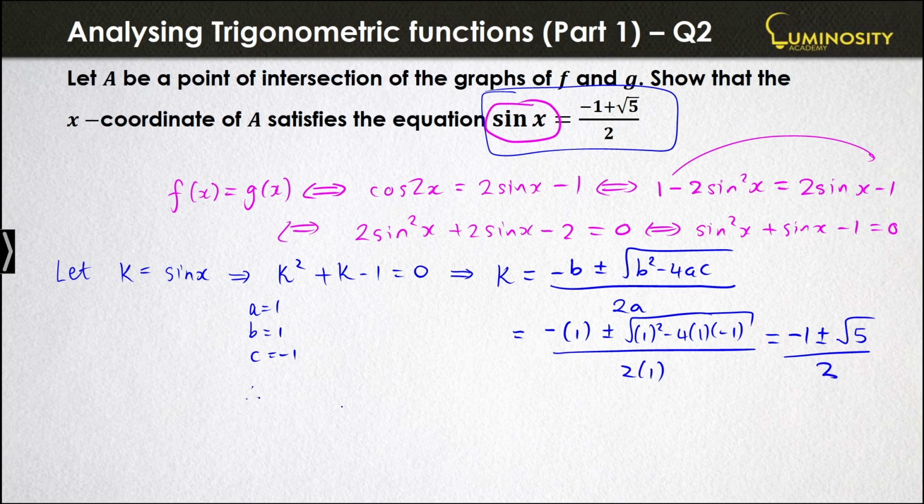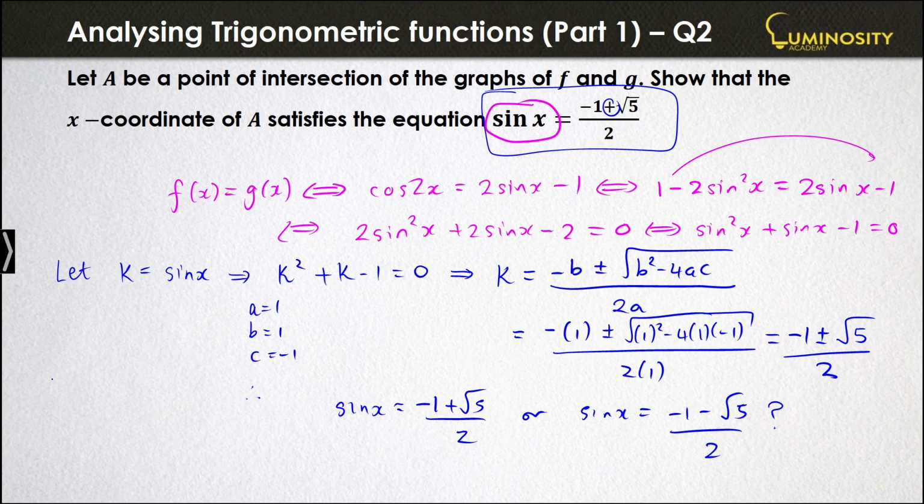K, which is sine x, so sine x equals negative 1 plus root 5 over 2, or sine x, the k value, is negative 1 minus root 5 over 2. Now notice this one only has plus. So what happened to this solution here?